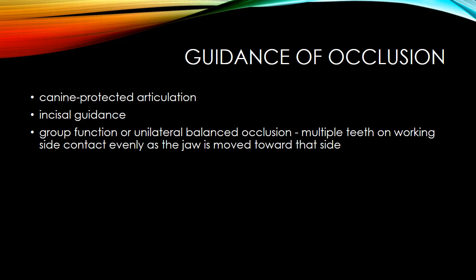The canine protected articulation is desirable because it causes disocclusion of the posterior teeth during eccentric movements. During eccentric movements, the occlusal forces are not directed to the long axis of the tooth, which is undesirable. So when the canine occludes in a canine protected articulation, the posterior teeth do not contact each other. Thereby, these teeth will be spared from the harmful occlusal forces.